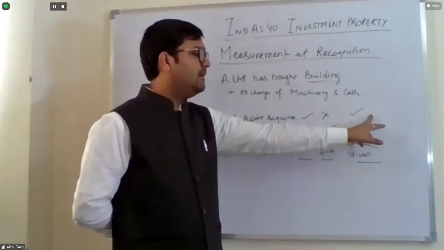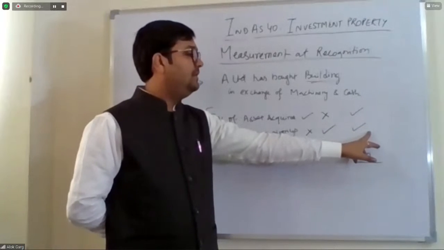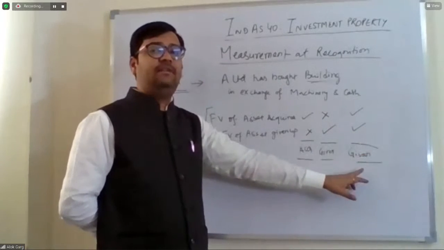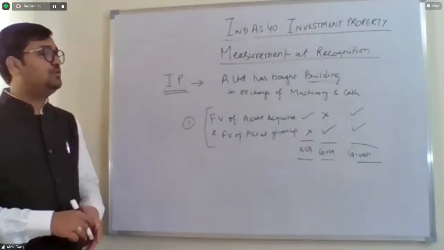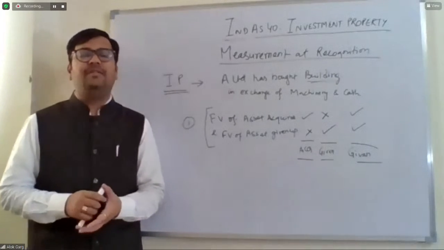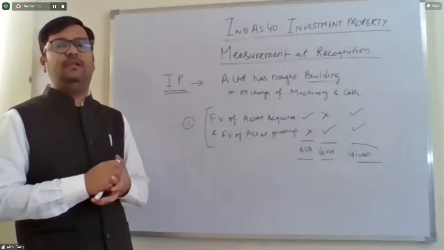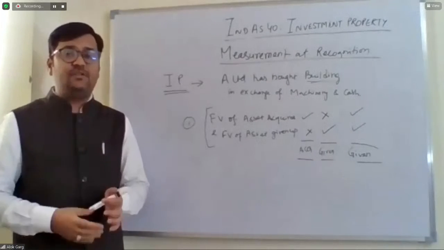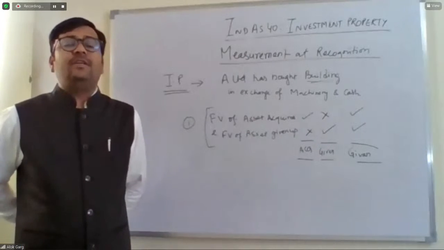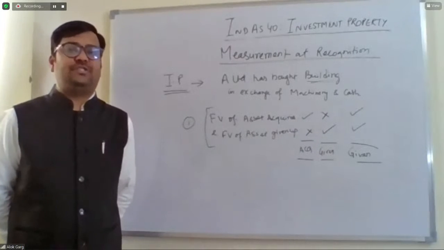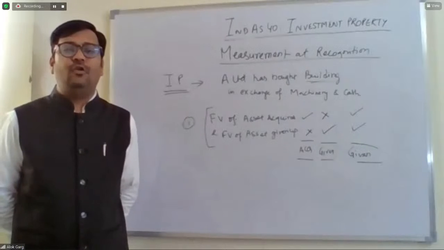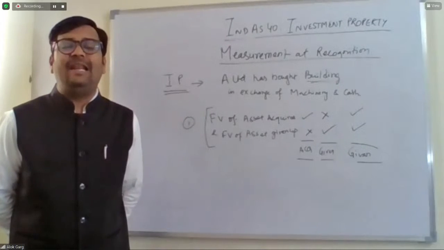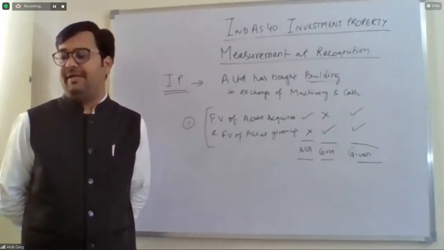If fair value of asset acquired is given and fair value of asset given up is also given, then fair value of asset given up has to be used for investment property. There is only one exception to this fair value. Standard says that in case of exchange of asset, the transaction has to be recognized at cost only if the transaction lacks the commercial substance. What is meant by it?